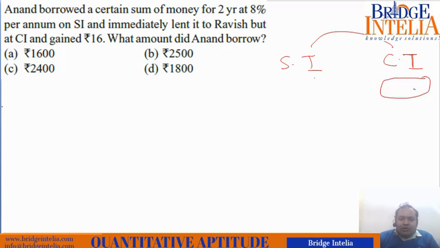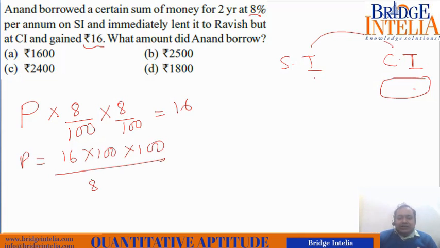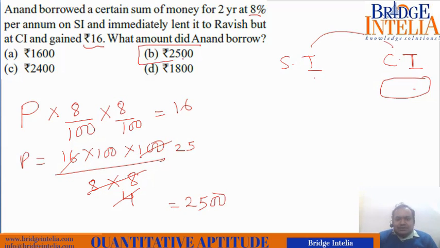So let's suppose Anand borrows an amount P. Rate is 8%, so P into 8 by 100. Interest upon interest, so again 8 by 100. This is what created the difference, and the difference is 16. So let's see. P is equal to 16 into 100 into 100 divided by 8 into 8. 8 into 8 is 64. So 16 and 64, 4s are 64. So 25. So 25 into 100, 2500. This is the final answer.